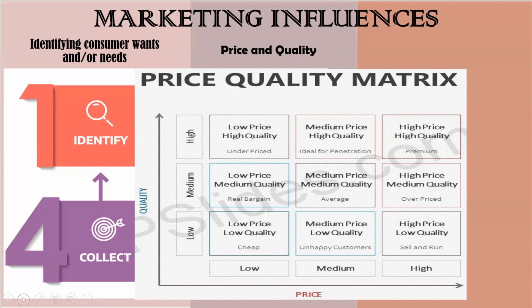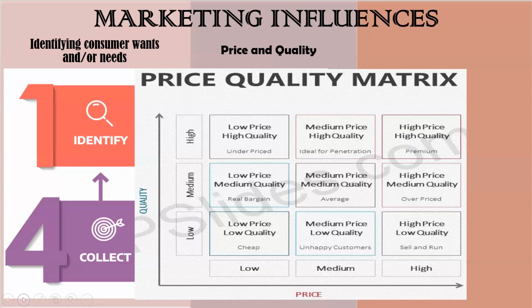Medium quality, low price, you say bargain, real bargain. You say "sulit." That's probably the term best described for that, real bargain, sulit. This happens when you buy at ukay-ukay. Sulit. And then medium price, medium quality: average, mid-range.